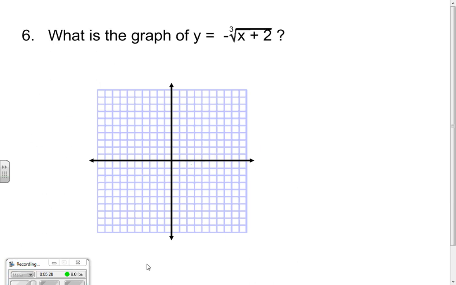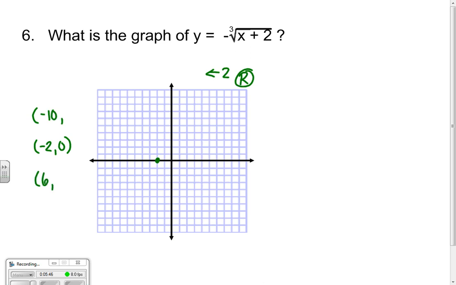So those two transformations have occurred. I have a left 2 and a reflection. So let's talk about the left 2 first. The left 2 implies that this graph will actually cross through -2, 0. So my smart values, because I moved to the left 2, will be a -10 and a +6.